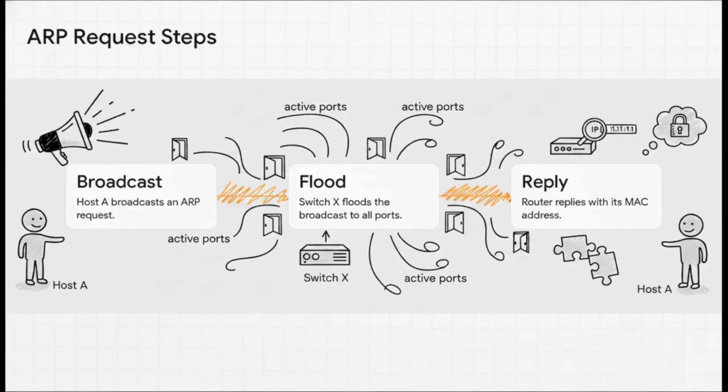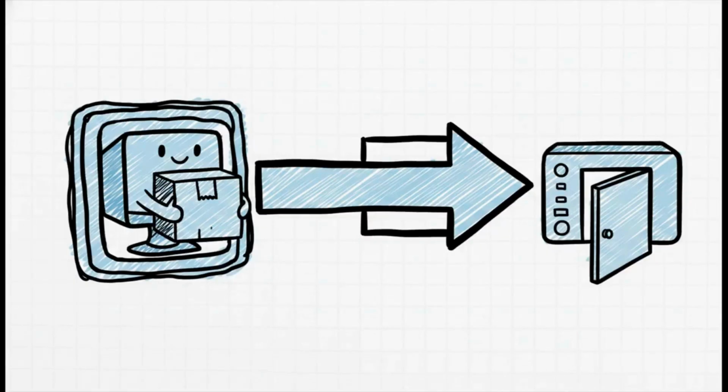Step 1, host A broadcasts that ARP request. Step 2, switch X receives this broadcast and floods it to all of its active ports, except the one it just came from. It's like it's passing the megaphone message down every single hallway. Step 3, the router hears this message, checks its own IP, recognizes that it is indeed 11.11.11.1, and replies directly back to host A with its physical MAC address. Boom! Mystery solved. The missing piece of the puzzle is acquired. With that crucial piece of information, look at what happens next. Host A can finally build the Layer 2 header.